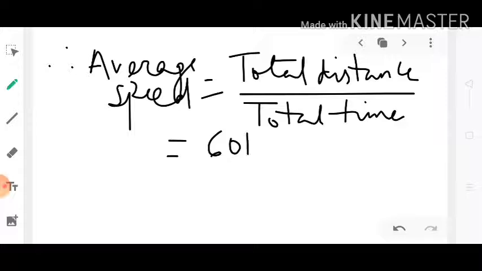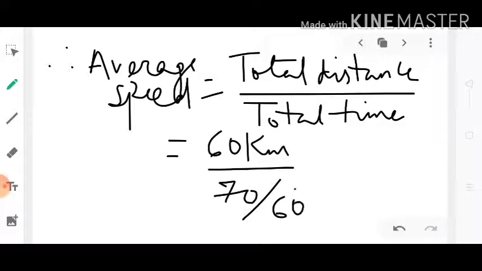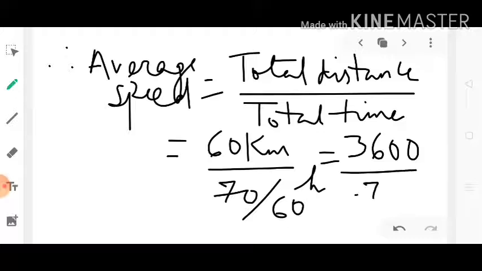Let's substitute the values. Total distance 60 km divided by total time 70 minutes, but we have to convert it into hours. So dividing it by 60 will convert from minutes to hours. So now we have to solve. This will become 3600. The 60 will go to the numerator part. So 3600 divided by 70 km per hour.